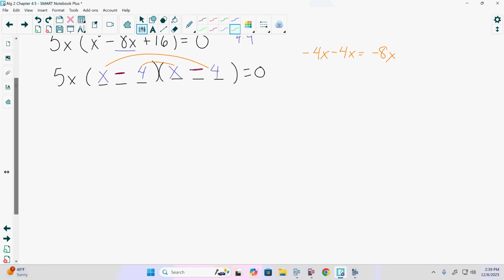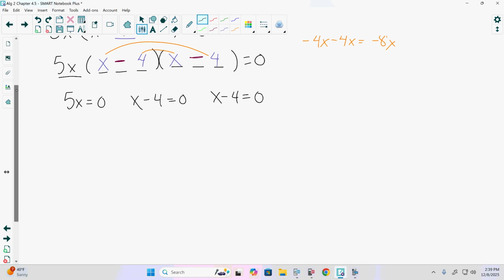So we get 5x times x minus 4 times x minus 4 equals 0. And according to the zero product property, either 5 times x, 5x, is going to equal 0, x minus 4 is going to equal 0, or x minus 4 is equal to 0. One of these has to be 0. Now, the nice thing with 5x, we do have two things multiplied together to equal 0, so one of them has to be 0. So we could say just x is equal to 0 because it's a zero product property.